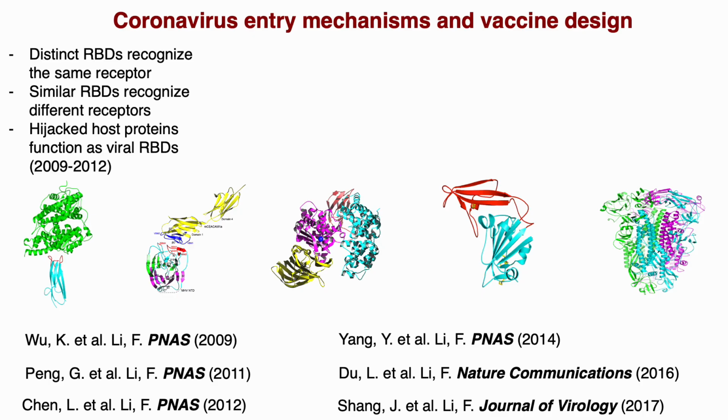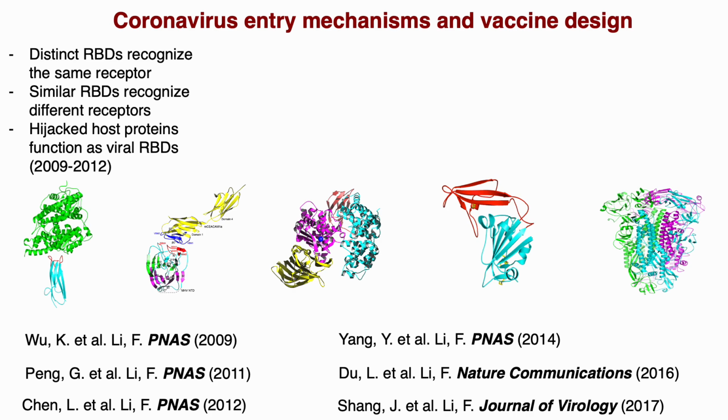In the meanwhile, we started to work on the entry mechanism of many other coronaviruses. Coronavirus spike proteins are very diverse, and they recognize a wide variety of host receptors. Our research showed how distinct RBDs can recognize the same receptor, how similar RBDs can recognize different receptors, and how coronaviruses evolved to achieve this.